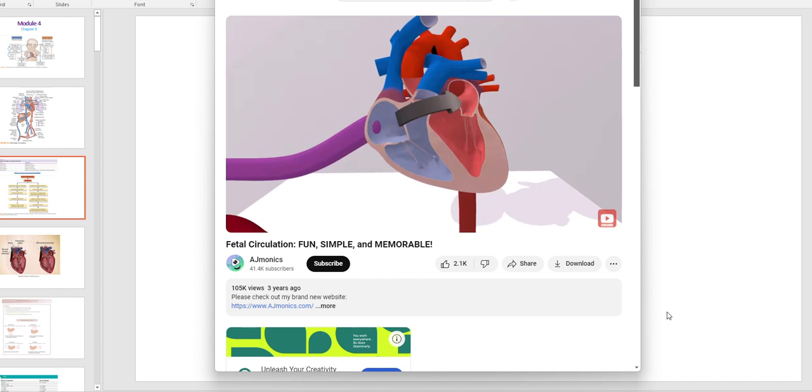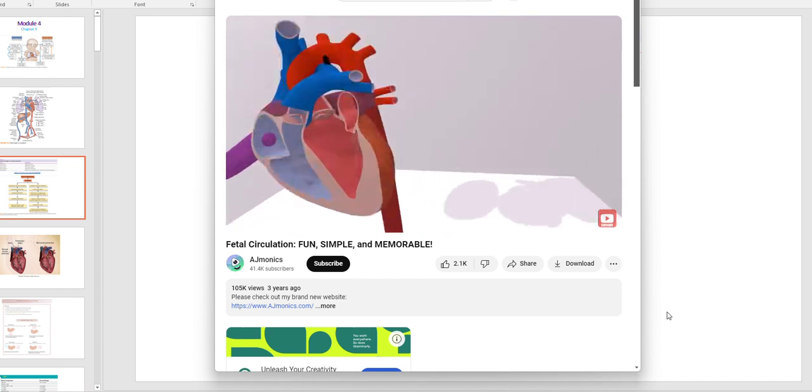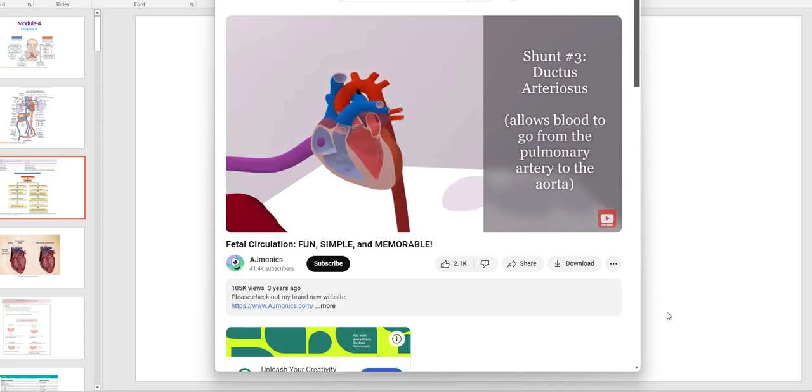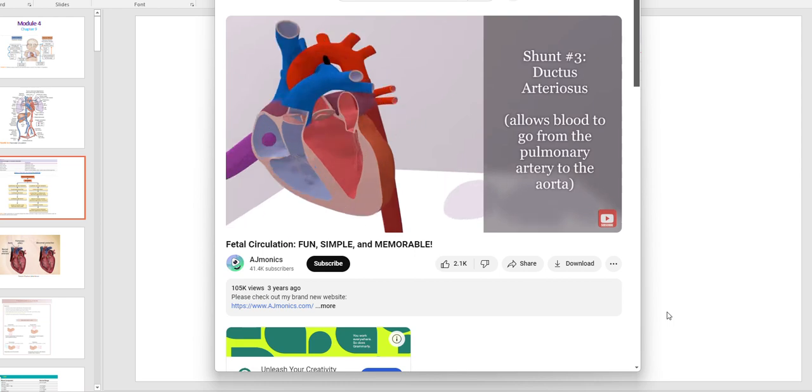Now let's talk about the third one. So here we see the pulmonary artery. In the fetus, there's a connection between the pulmonary artery and the aorta. This allows blood to travel from the pulmonary artery to the aorta. And we want this to happen because, as we mentioned, the blood in the right ventricle is oxygenated. So if we get that blood into the aorta, it can actually provide oxygenated blood to the body. This shunt, which allows blood to travel from the pulmonary artery to the aorta, is known as the ductus arteriosus.